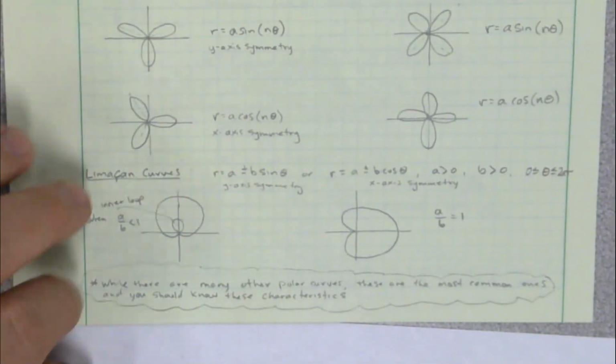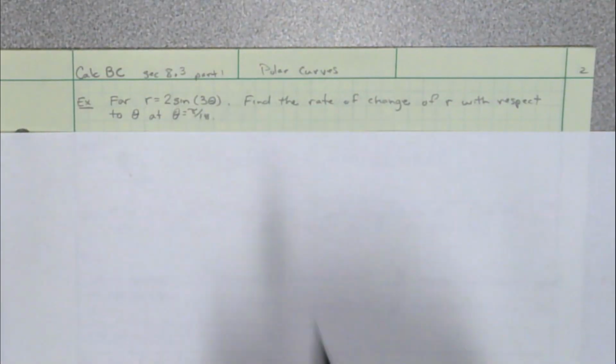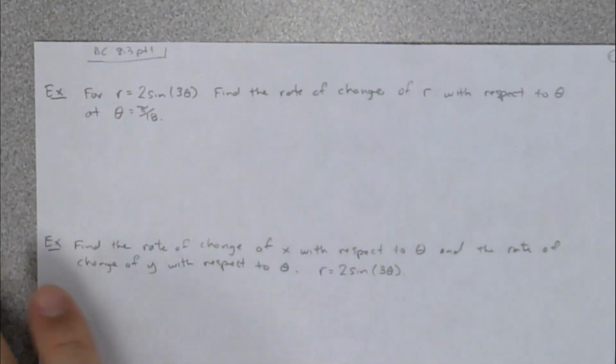Okay, let's see what's here. So I have an example of some problems that you're going to be asked to do with polar. Here's the first one. For r equals 2 times the sine of 3 theta, find the rate of change of r with respect to theta at theta equals pi over 18. So let's go ahead and take a look at that and see how that's done. I have that written right over here. So let's go through that problem.